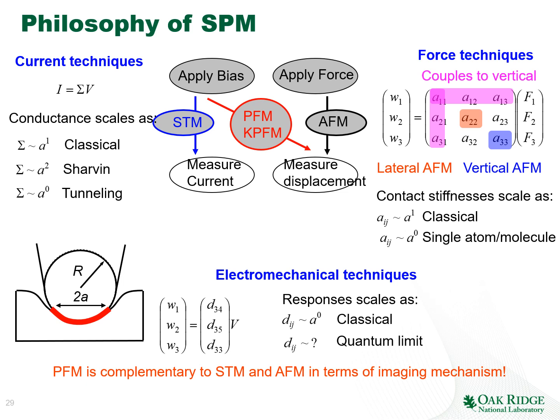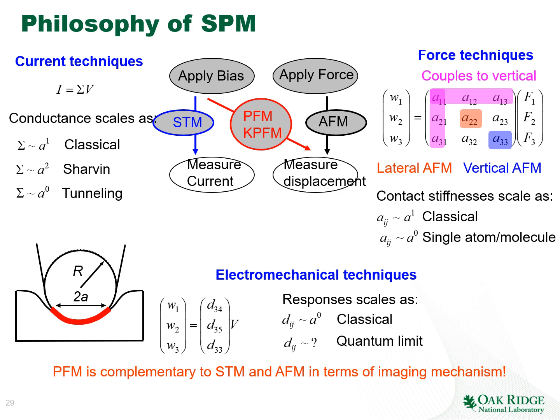In the classical regime, it scales like the size of the contact area. In the tunneling regime, well, we talk about tunneling, so it's point contact. And in the intermediate Charvin regime, it scales as the square of the contact radius. In the classical force techniques, when we apply force and measure displacement, well, force is a vector, displacement is a vector. So basically, the measured signal is a second-rank tensor.